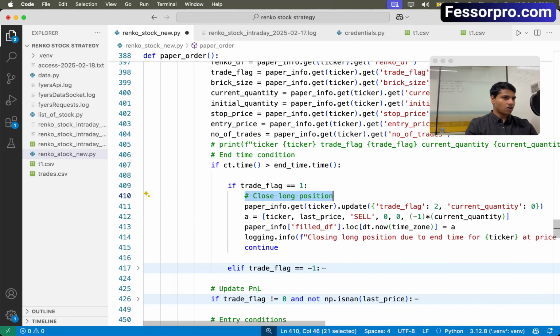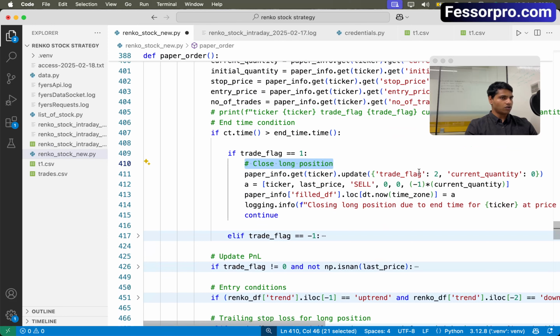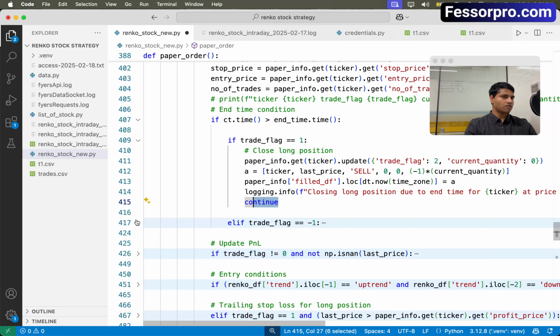When I say closing the long position, what do I mean? I mean that I have to update the paper info variable. I have to write this data to the CSV file. That's all I will do. And I'll also log this information. And then I've written continue, so the loop will run again. The same thing we will do for the short position.